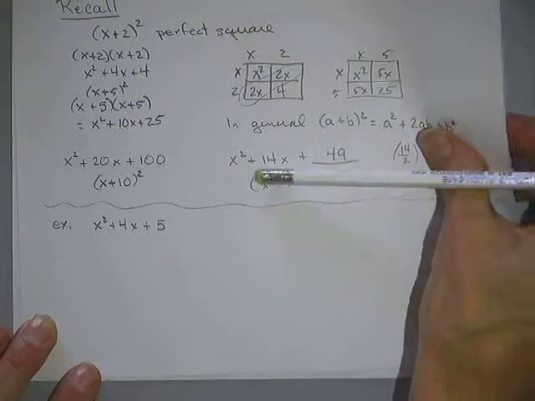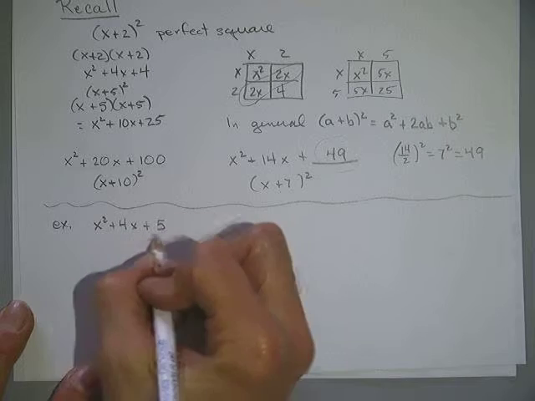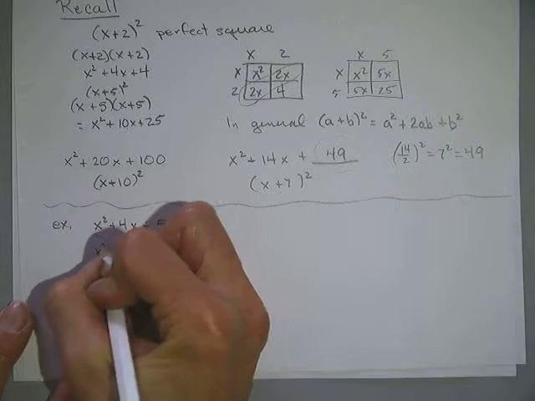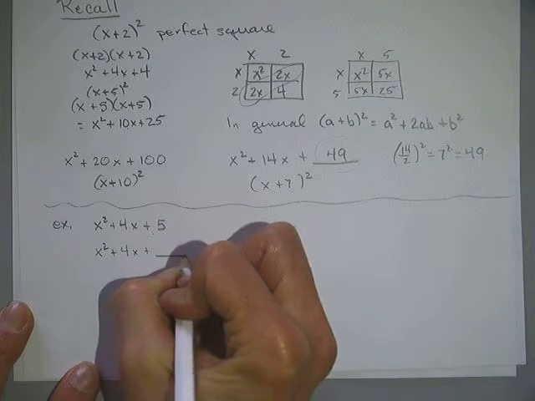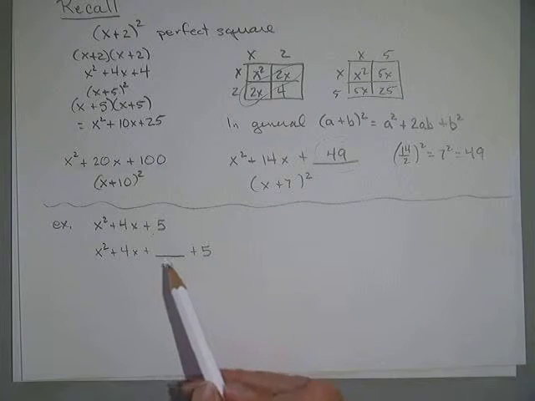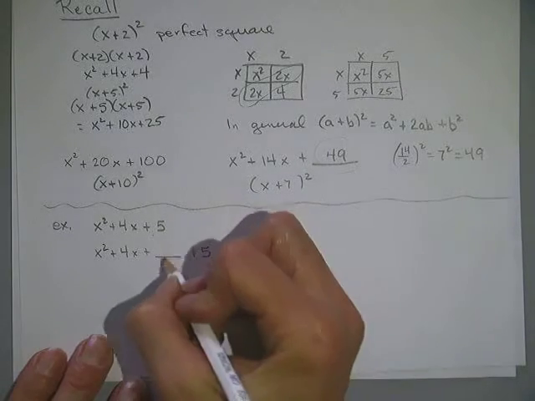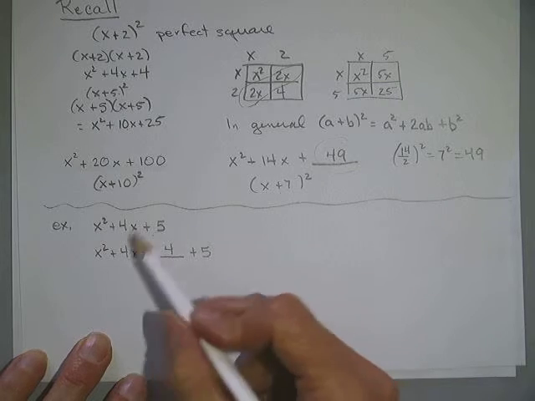Okay, here we go. Now, what you need to do, first things first, is ignore the 5 for right now. You're going to write x squared plus 4x. You're going to put a blank down. We're just going to put the 5 off to the side. Now, what number goes in there to make it a perfect square? 4. Yep, we know it's 4.